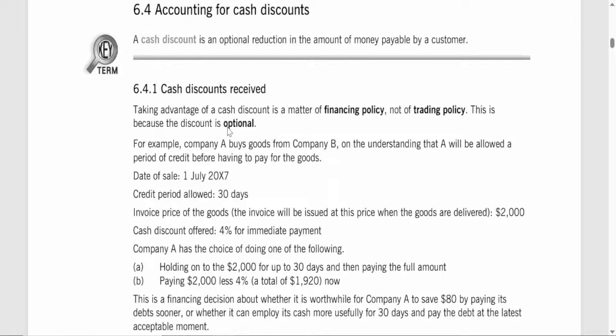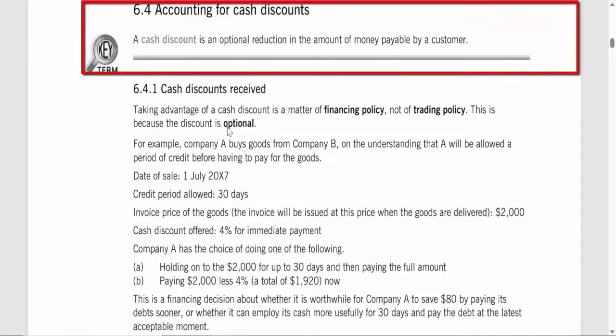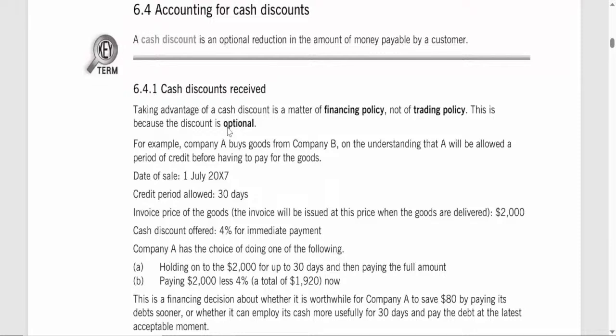6.4. Accounting for cash discounts. A cash discount, also known as a settlement discount, is different from a trade discount because it is optional. It's offered to encourage quicker payments from customers and is based on financing policy, not regular sales or trading terms. Cash discounts received. When a business has the option to take advantage of a cash discount from a supplier, it's making a financing decision. The choice here is whether to pay sooner to receive a discount or to hold on to its cash for other uses and pay the full amount later.